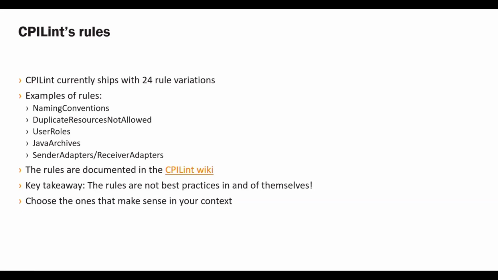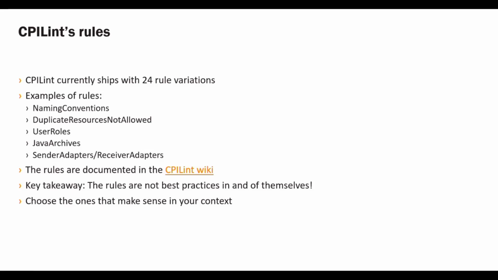So yeah, let me introduce just a couple of examples of the rules. At the moment, there are 24 different variations of rules. Some of them are, naming conventions is exactly what you think it is. It's how to set up rules about how to name things in your integration flows. Probably the #1 requested feature of them all in CPI Lint, that was added 2 versions ago.